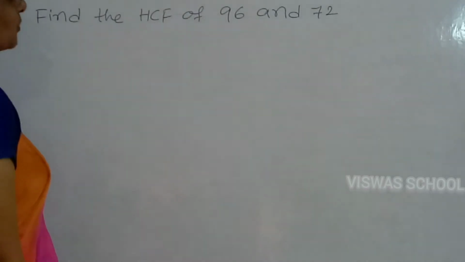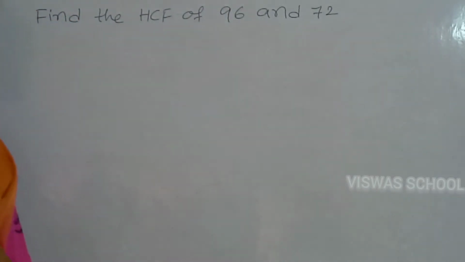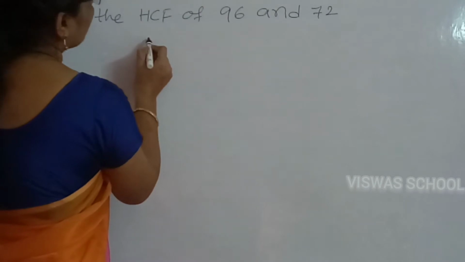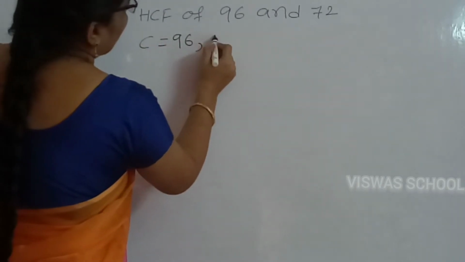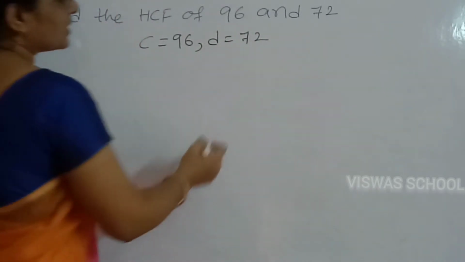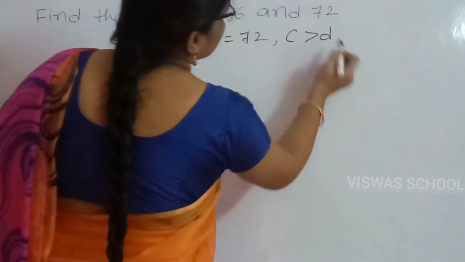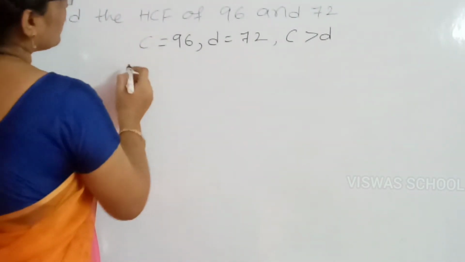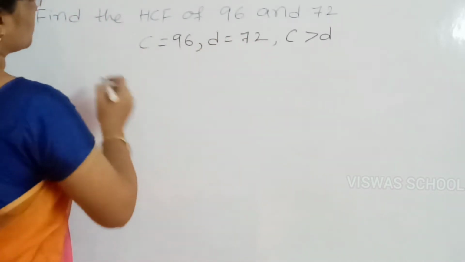Now let us see the next problem. That is, find the HCF of 96 and 72 by using Euclid's division algorithm. First of all, here we are taking C equals 96 and D equals 72. Here the condition is always C is greater than D. Okay. We have to divide 96 with 72.